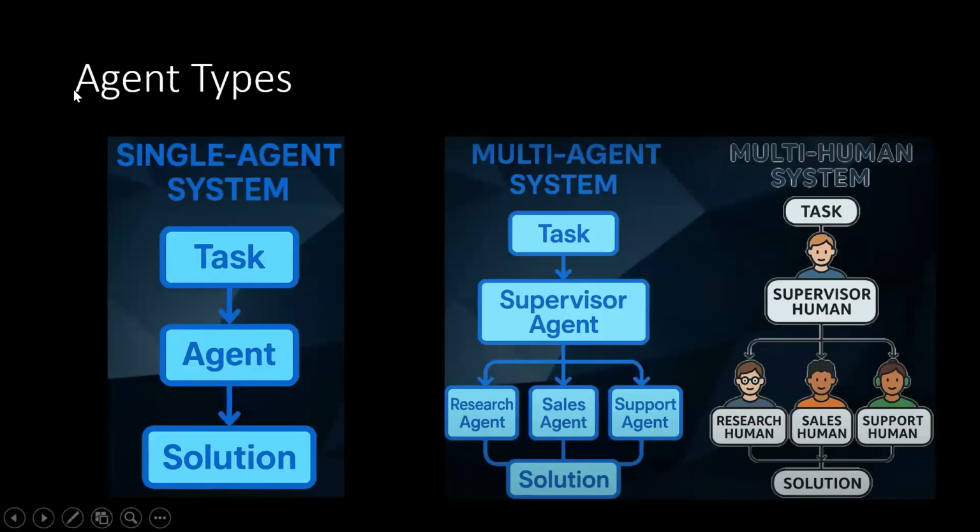Agent types, again, it can be a single agent, it can be multi-agent, right? A multi-human system, just like there is a task, there is a supervisor, there is a research human, sales human. Now, all these guys will lose their job. We will have a research agent, sales agent, support agent, and solution. Okay, just kidding. But this is the direction in which the industry is going.